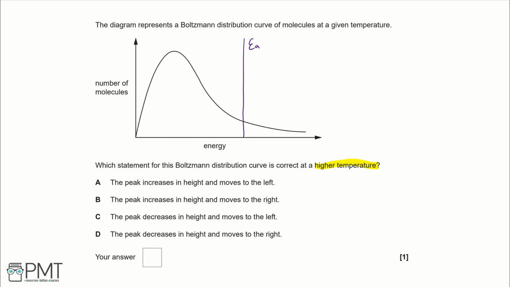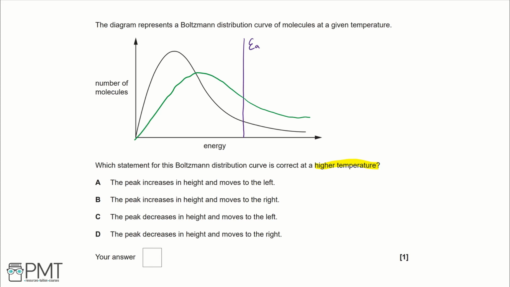So if we want more molecules to have an energy greater than the activation energy, that's going to mean it's higher on this end. But the actual number of molecules hasn't changed, so the area under the curve needs to remain the same. So that means we're going to have a lower peak, which is shown here in this green line.